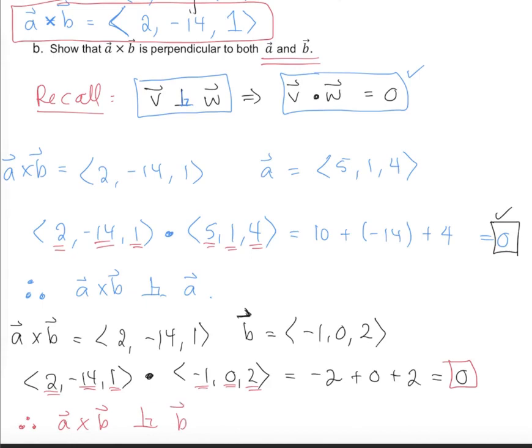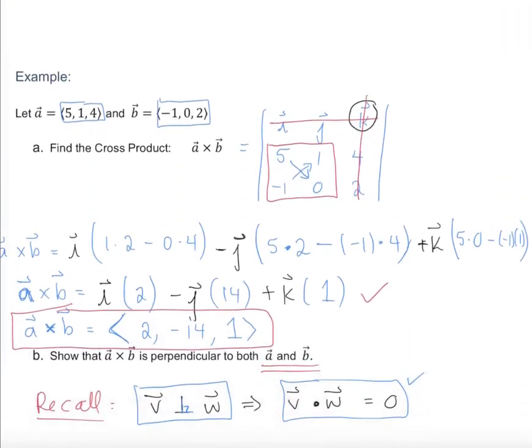And what we'll notice here is that the cross product between two vectors will always be perpendicular to each of the vectors that generated it, right? So it's going to always be perpendicular to A and always be perpendicular to vector B.